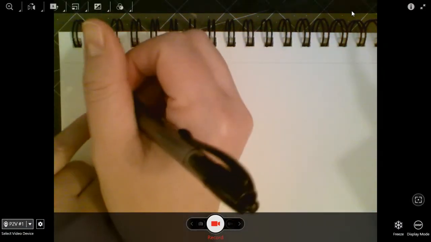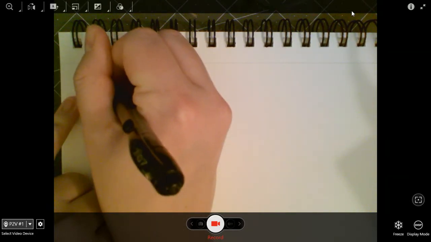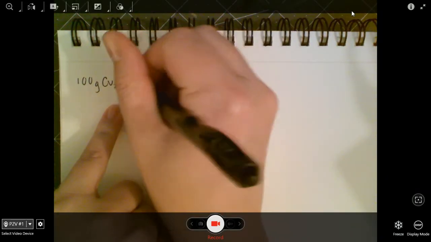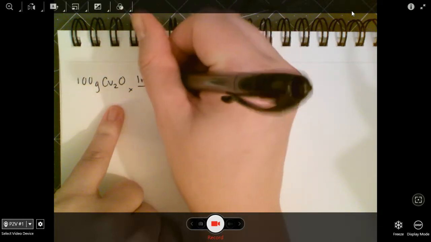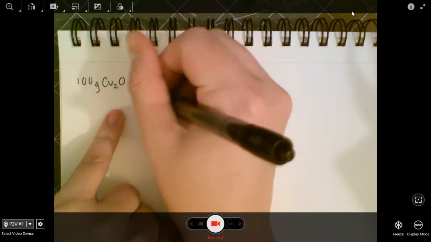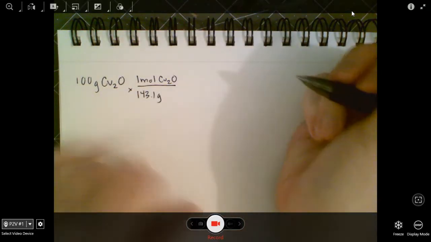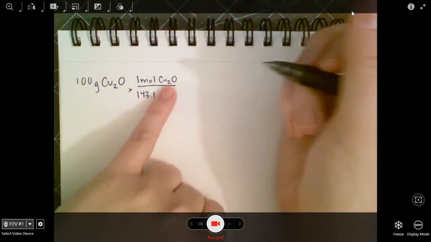So it starts off in our problem that we have 100 grams of the Cu2O, the cuprous oxide that they call it. Now, in this case, because we have our starting information in grams, you should know and be professionals at getting this into moles. So for every 1 mole of Cu2O, it weighs 143.1 grams. That's just 2 coppers and an oxygen put together. And that gets us into moles of what we're starting with.